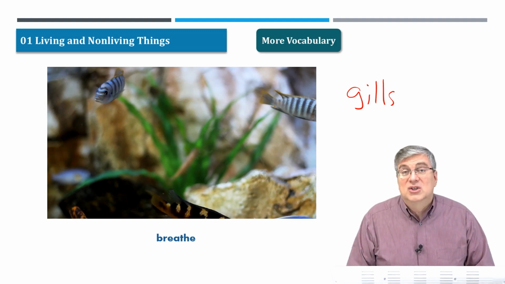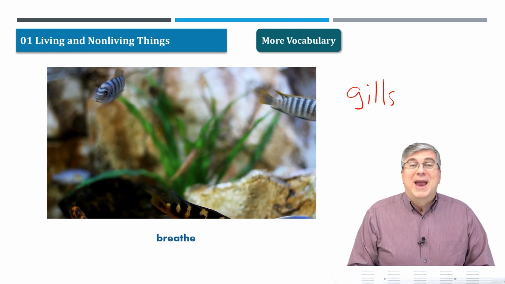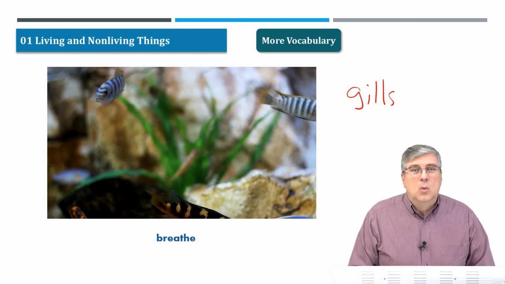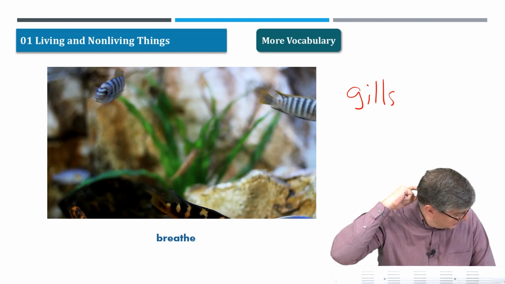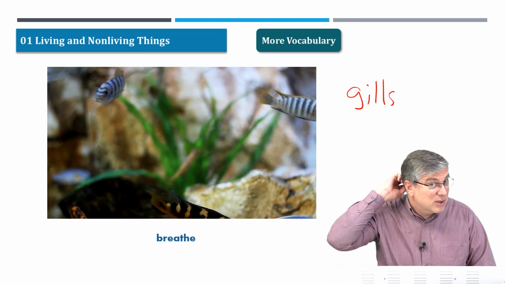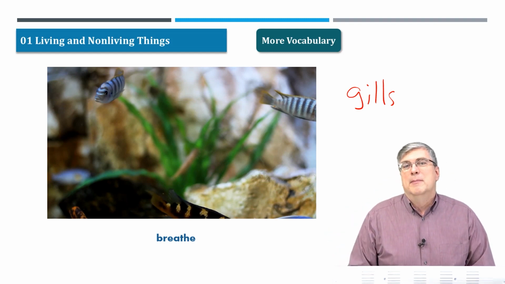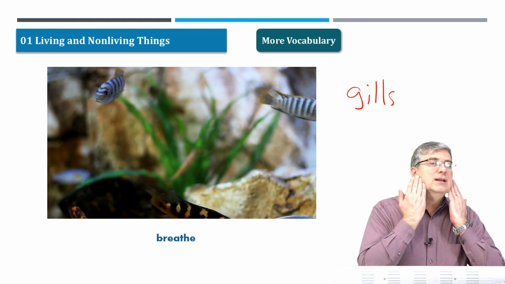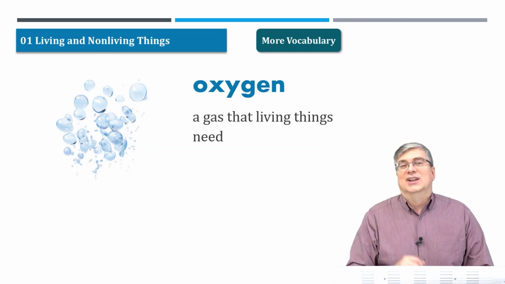So fish obviously are much different than mammals because they breathe differently, and they can breathe underwater. Mammals can't breathe underwater. Whales and dolphins are mammals, but they have to come up, and they have a hole on the back of their head that opens up, and they take in the air, and they breathe through that hole. So whales are not really fish, they're mammals, but true fish have gills.